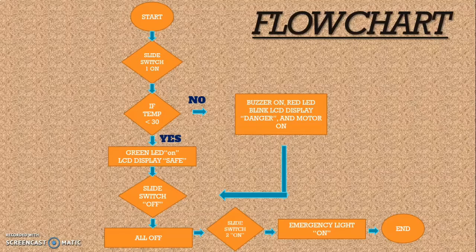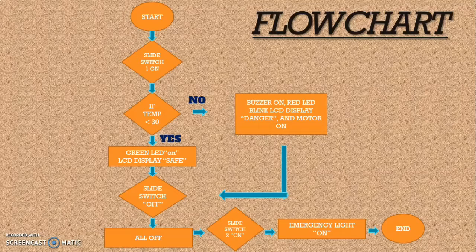Okay, in this flow chart, when we turn on the first switch, the temperature sensor is working. When the temperature sensor detects that the temperature is bigger than 30 Celsius, the buzzer makes a sound, the red LED blinks, the LCD will show danger, and the motor is on. The motor is actually like our cooling system in the engine.